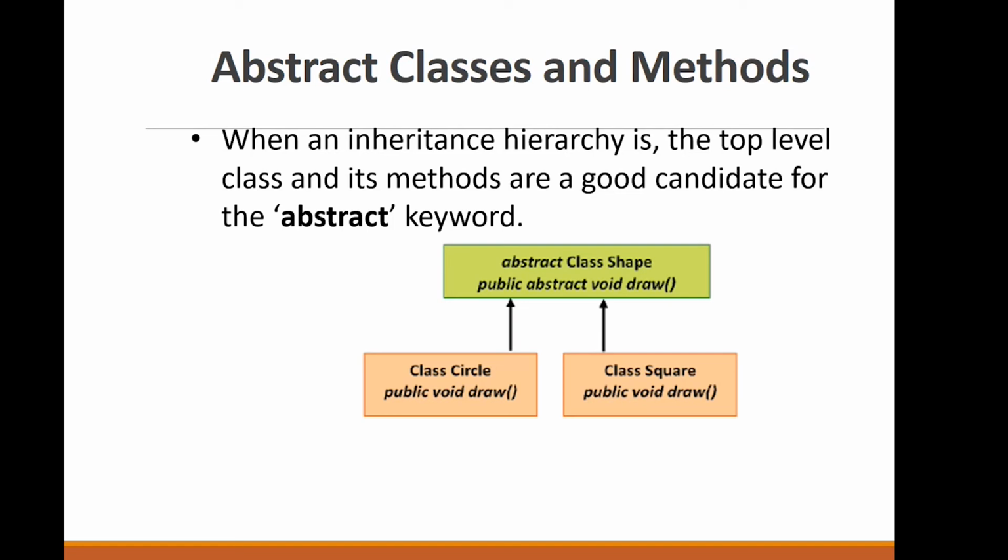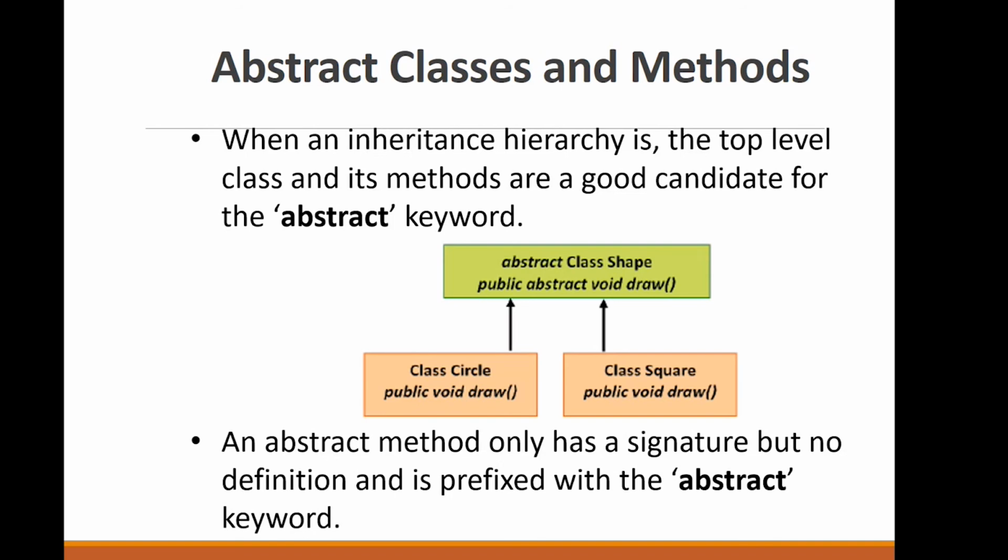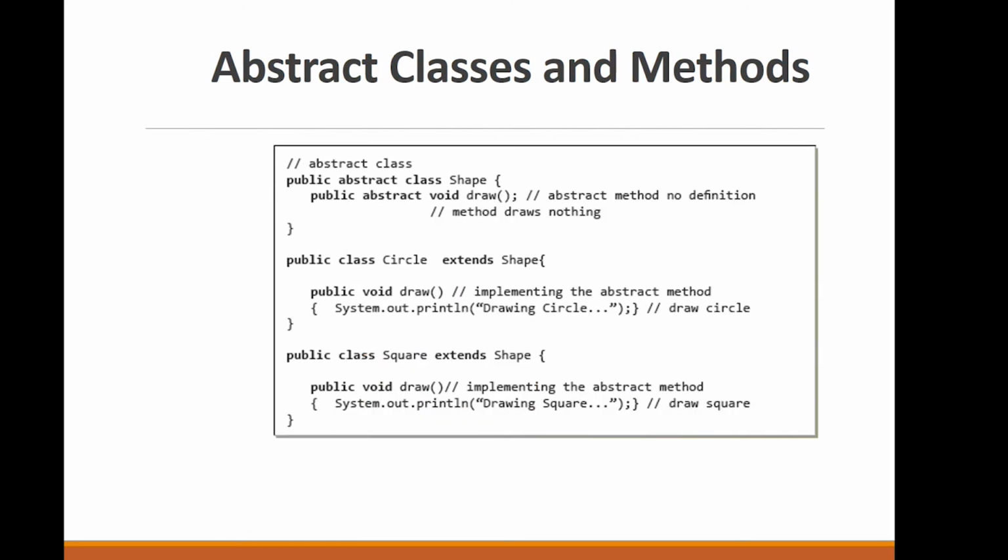Okay. Now, what happened here? As you can see, the abstract is only applicable to the parent class. We did not put it in our child classes. We only have abstract in class Shape and in public abstract draw. So what will happen now? An abstract method only has a signature but no definition and is prefixed with the abstract keyword. Okay, let's go back here.